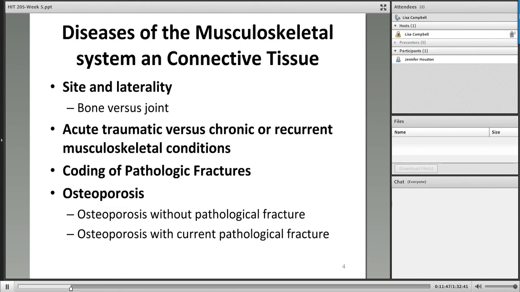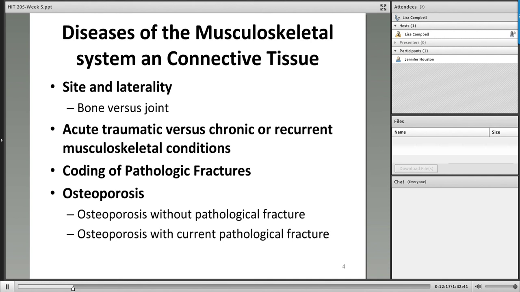Okay, so let's talk about some of the guidelines that we have here. A lot of the codes you're going to see are going to identify left and right, and unspecified. And someone asked me before, why would they have unspecified codes for a body part where there's a left and right? Well, I can give you an example.